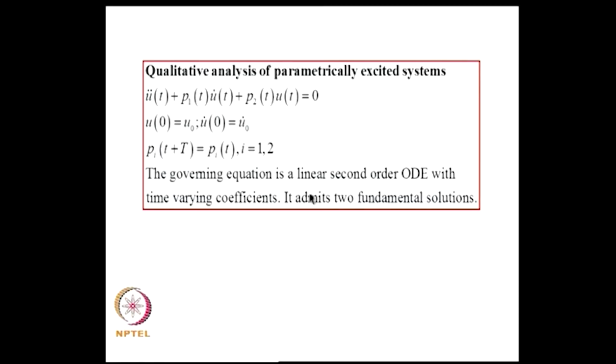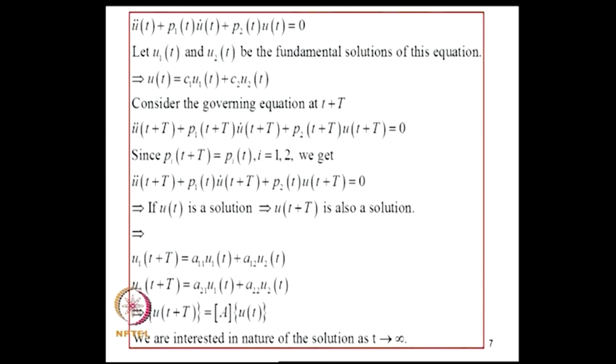Now, the governing equation is a linear second order ordinary differential equation with time varying coefficients. It admits two fundamental solutions. So, let u1 and u2 be the fundamental solutions of this equation. Then any solution u of t can be written as a linear superposition of the fundamental solutions. Therefore, I get C1 u1 of t plus C2 u2 of t.